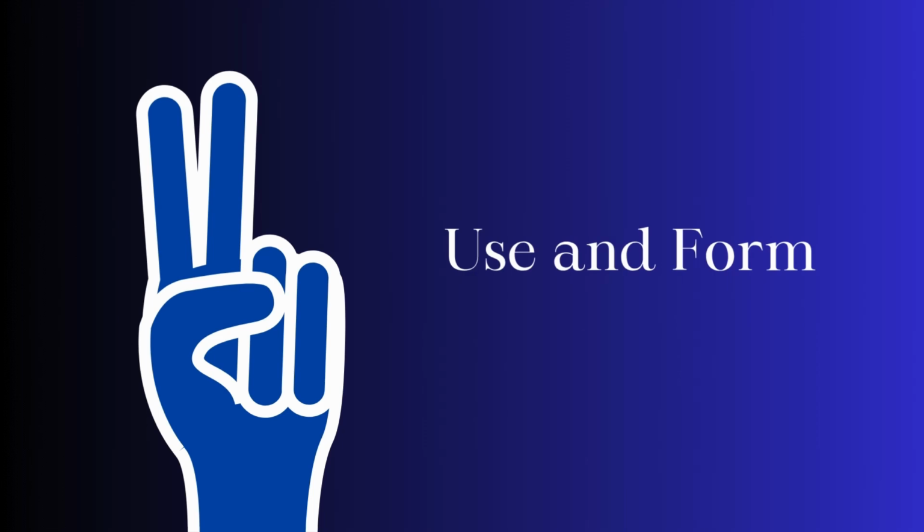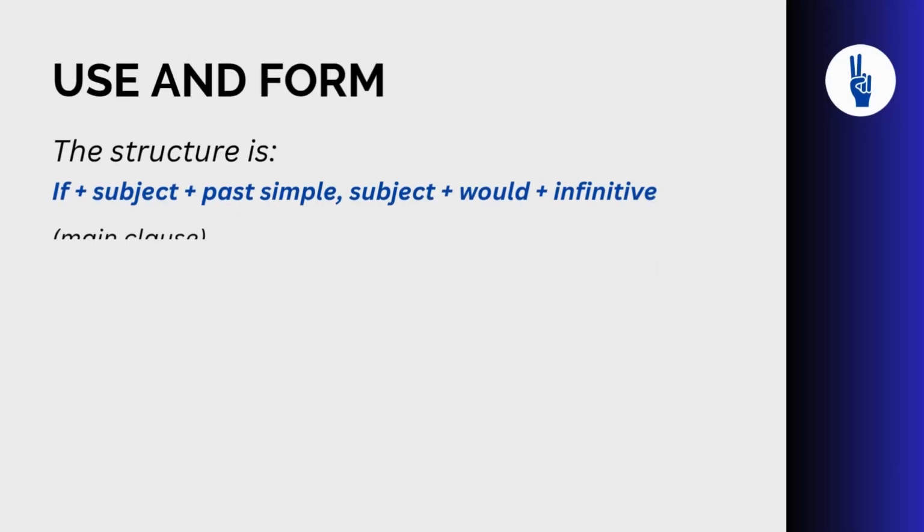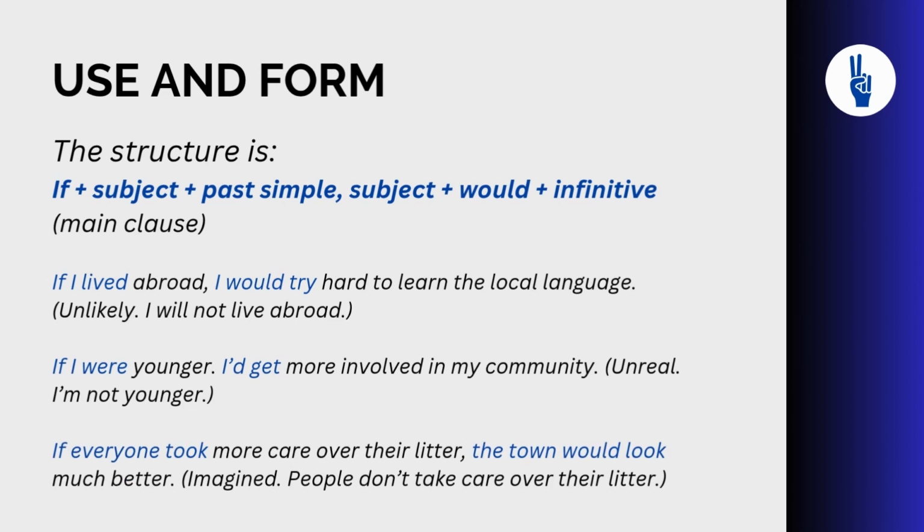What is the second conditional? The second conditional is used to talk about imaginary or unreal situations in the present or future. It often expresses things that are unlikely, impossible, or purely hypothetical. The structure is if plus subject plus past simple, subject plus would plus infinitive.